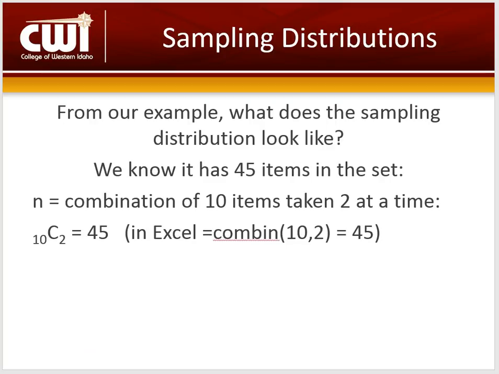What does the sampling distribution look like? We know it has 45 members, the combination of 10 items taken 2 at a time. In Excel, use the function equals COMBIN, parentheses 10, comma 2, and that will calculate the combination.